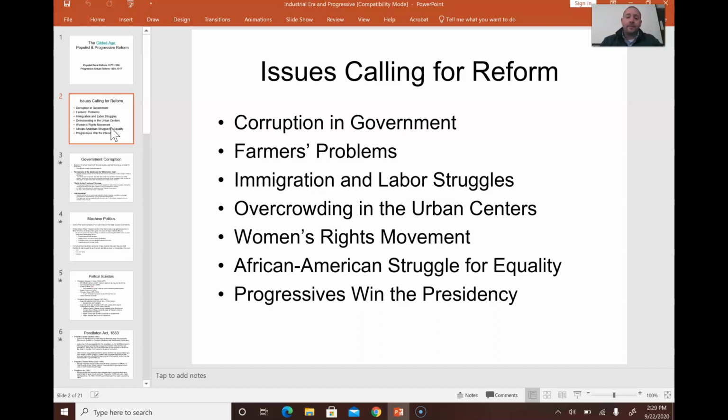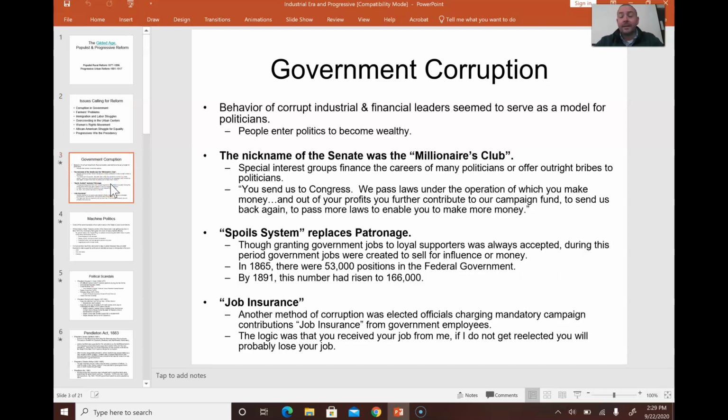Women's rights comes in, but the progressive movement really takes its peak, let's say, with the rise of progressive presidents in the early 1900s. So by the late 19th century and the early 1900s, government has become extremely corrupt. You have in the Senate what's called the Millionaires Club, where special interest groups are just funneling outright bribes to politicians to try and get policies passed, and use these connections and this money to bolster their own political gains.